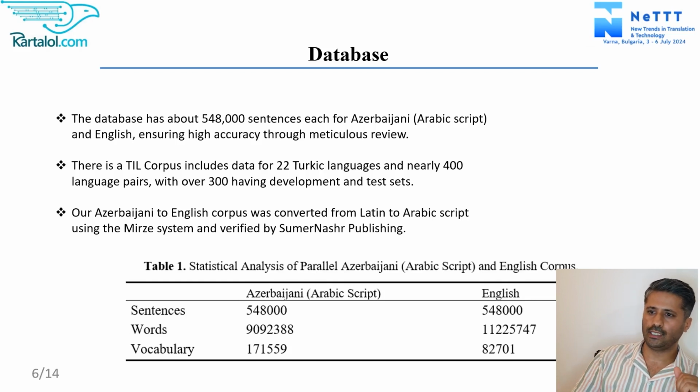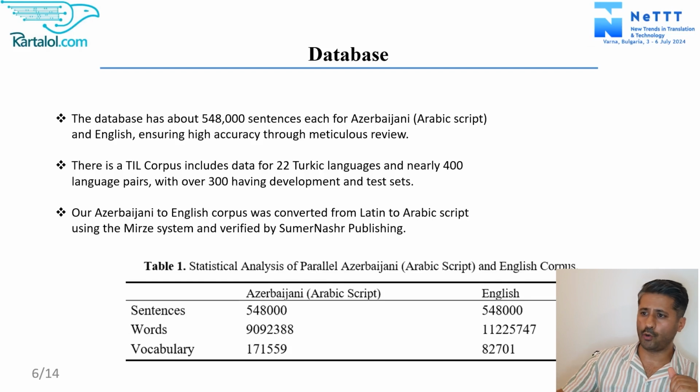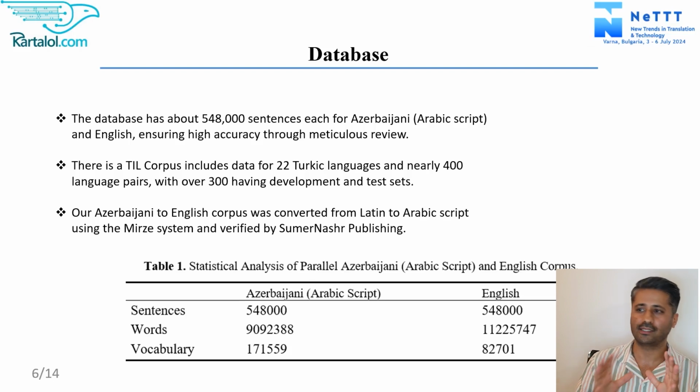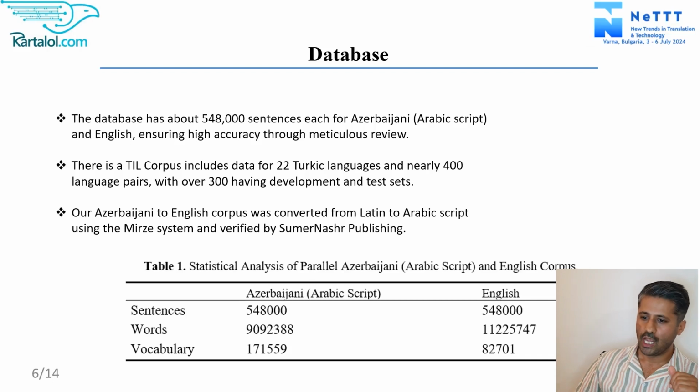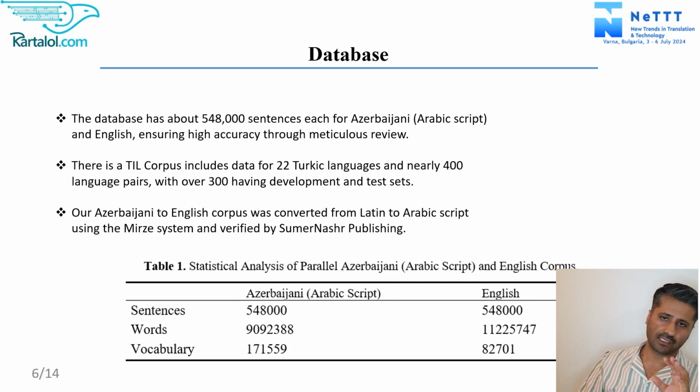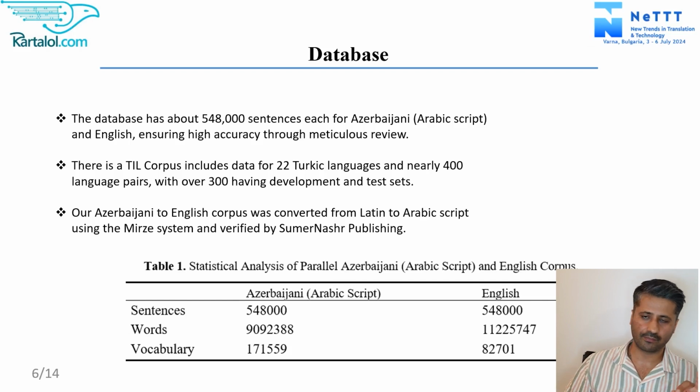If we look at the statistical analysis of our parallel Azerbaijani-English corpus, let me tell you, from now on when we are talking about Azerbaijani, it means Azerbaijani in Arabic script, just in case. We have, as I said, 548,000 sentences, and we have almost 9 million words in Azerbaijani and 11 million words in English. We have 172,000 vocabulary in Azerbaijani and 83,000 in English.